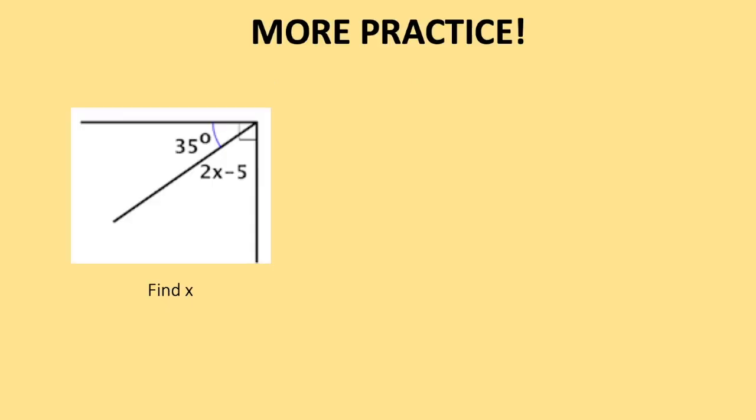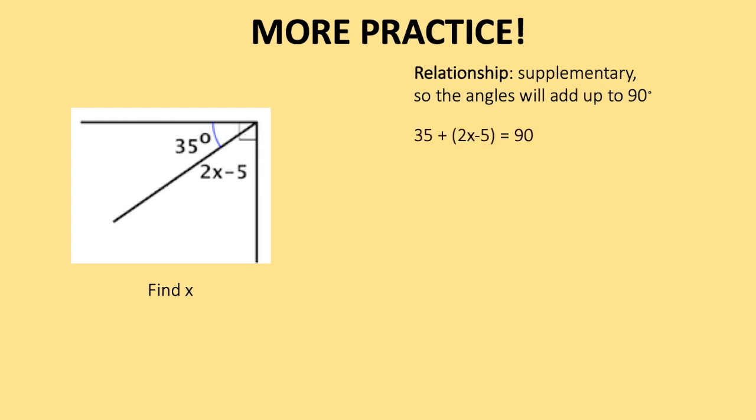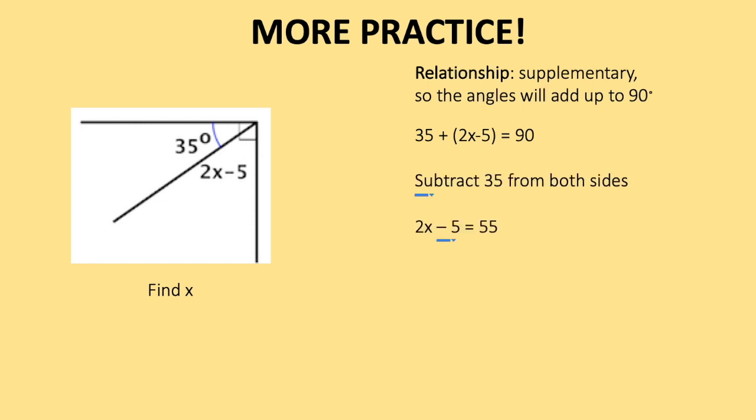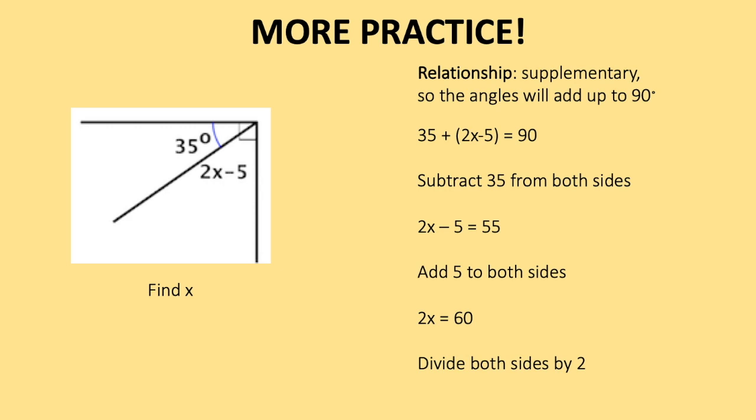More practice. These angles are supplementary angles because the total angle is 90 degrees. So we know that when we add these two angles together, we will get 90. So we can put that into an equation. We have 35 plus 2x minus 5 equals 90. And then we just solve for x. So we subtract 35 from both sides and get 2x minus 5 equals 55. And then we add 5 to both sides and get 2x equals 60. And then we divide both sides and get x equals 30 degrees.